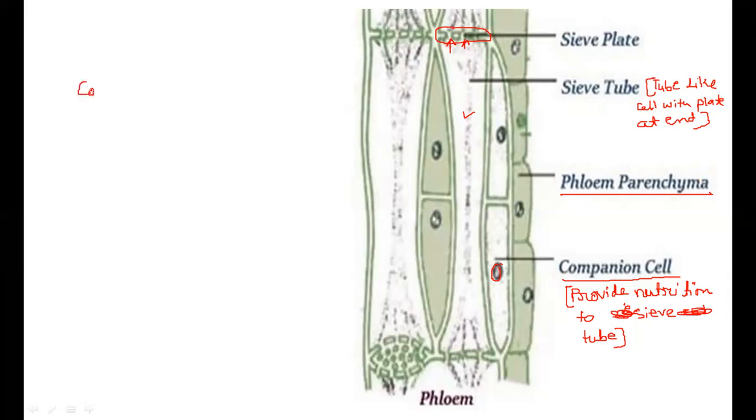So it conducts organic food. Now, the conduction of the organic food is in any direction, because the food that is produced in the leaf must reach the root. So in that sense, the direction of the flow should be downward, and the direction of the flow should also be upward. So these are the basic complex permanent tissues.